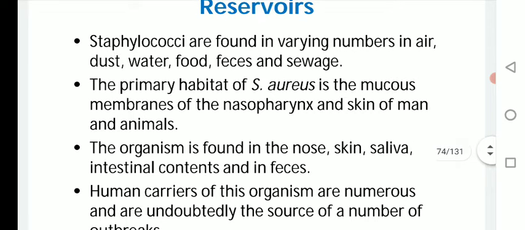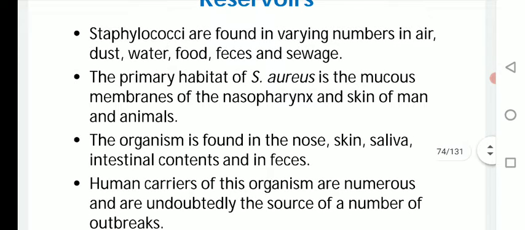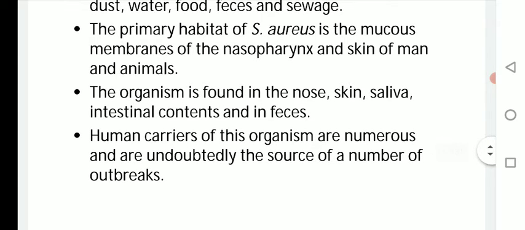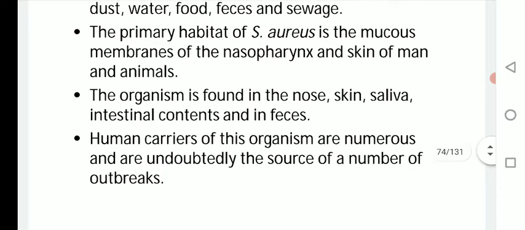Then reservoirs. Staphylococci are found in varying numbers in air, dust, water, foods, feces and sewage. The primary habitat of Staphylococcus aureus is the mucous membrane of the nasopharynx and skin of man and animals. The organism is found in the nose, skin, saliva, intestinal content and feces. Human carriers of these organisms are numerous and are undoubtedly the source of a number of outbreaks.